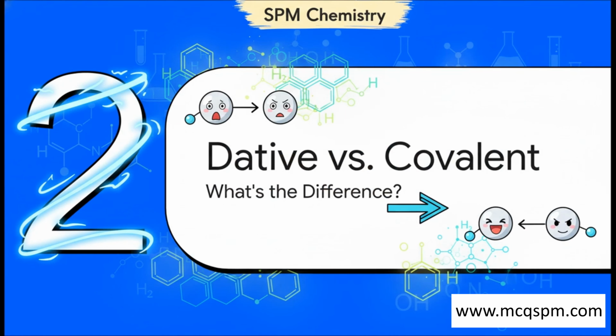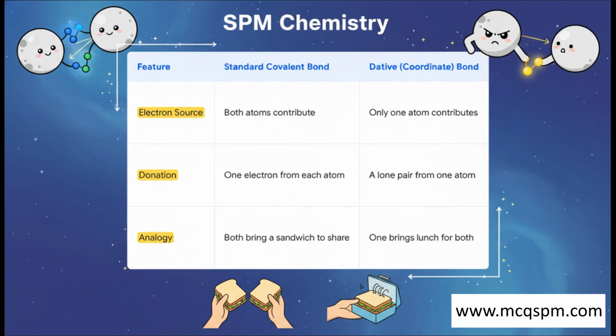All right, Section 2, dative versus covalent bonds. What's the difference? To make sure you don't get tripped up in the exam, let's really put these two side by side and see what sets them apart. This little table here just breaks it all down perfectly. Look at the electron source. For a standard covalent bond, it's a team effort. Both atoms pitch in. But for a dative bond, nope. Only one atom contributes. It's not a 50-50 split, it's a 100-0 deal. One atom donates a whole lone pair. Keep this comparison in mind, because it's the key to spotting the difference when you're under pressure.